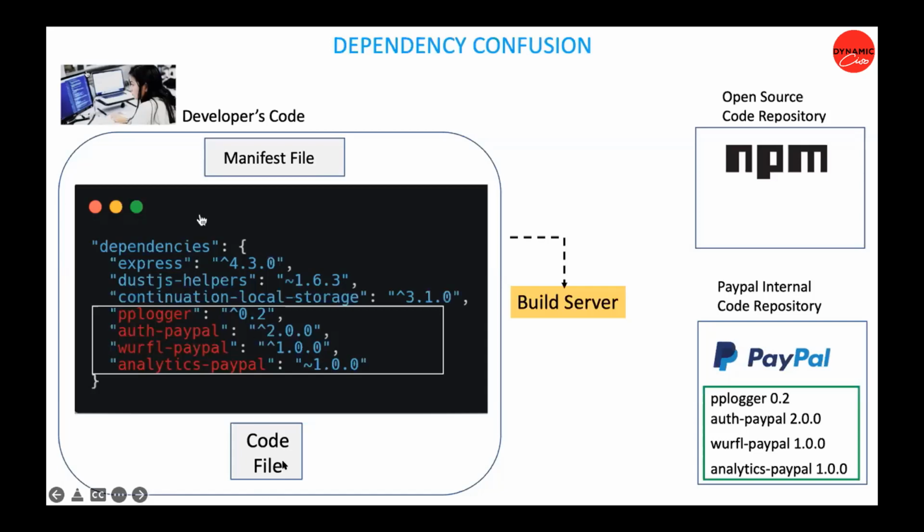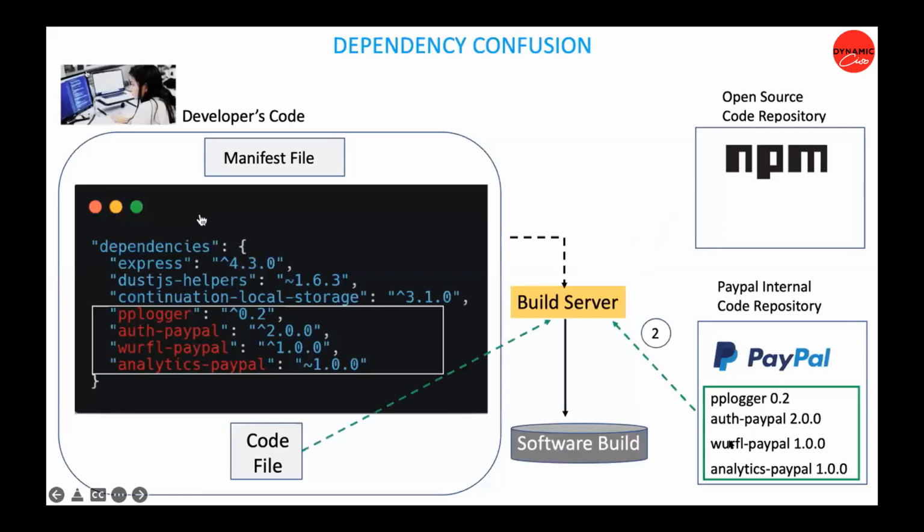So what it does, first thing it checks, are any of these dependencies available in an open source code repository? It checks this. If it finds them there, it will bring them. If it doesn't find them, then it goes to the internal one, picks up that and the code file, combines them together, and the build and the software is built. This is how a build is created.